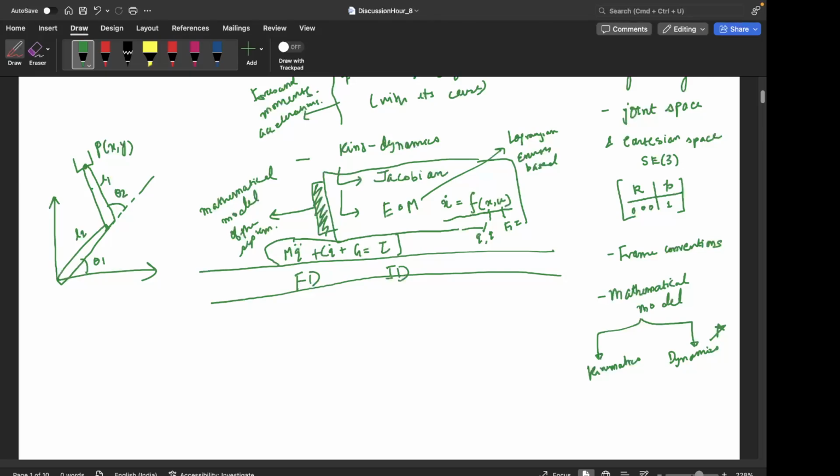So if I give you the position of the end effector p x y, then you can quickly tell me what will be the angles theta 1 and theta 2 by using inverse kinematics. And if I give you theta 1 and theta 2, you can tell me what will be the position of the end effector p x y by using forward kinematics.